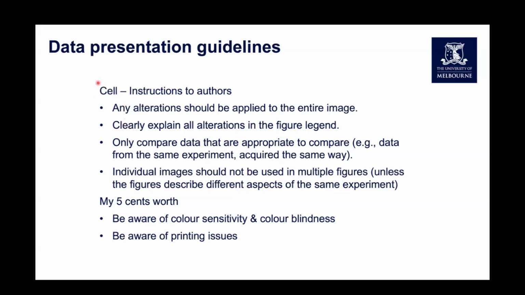As I say, each journal will have their own instructions for authors. If you're a student, it's worth looking at what journals your lab publishes in and checking what the instructions to authors are for those journals. A couple of other things for you to just be aware of are things like color sensitivity and color blindness, and we'll cover some of those examples later on in this talk, and then also printing issues as well. Again, we'll cover that in the next few slides.